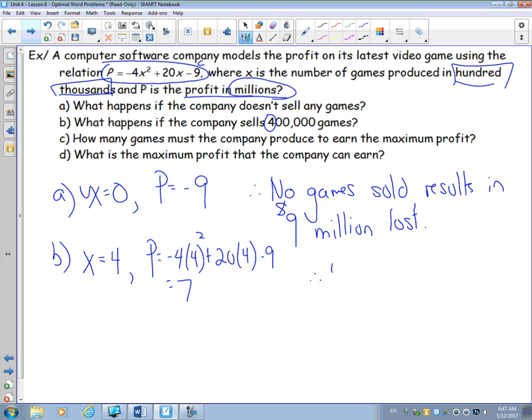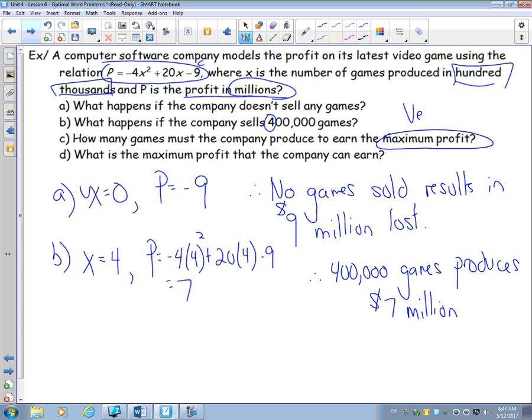Okay, 400,000 games produces $7 million. Remember, it profits in millions. Okay, part C. How many games must the company produce to earn the maximum profit?